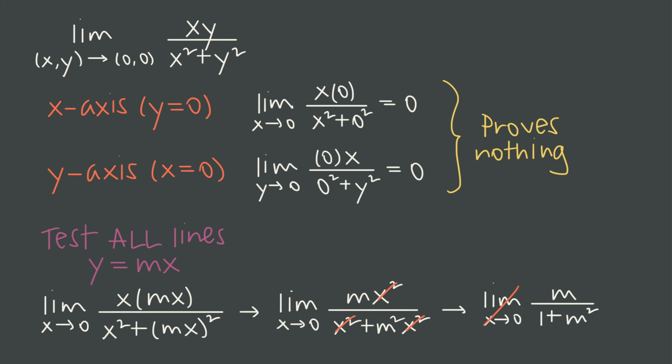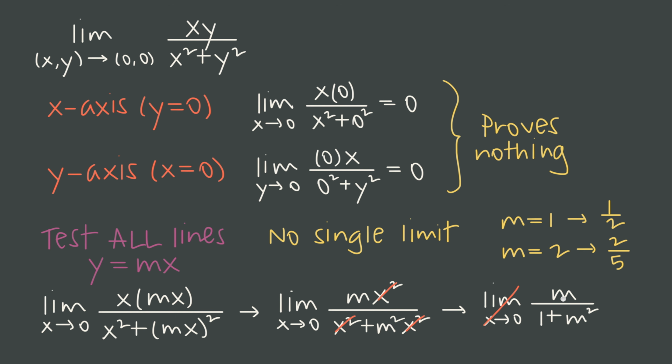And what that means is that there's no single limit, that the value of the limit depends on the value of m. So for example, if we take m equals 1, we get 1 divided by 1 plus 1, or 1 over 2. If we take m equals 2, we get 2 divided by 1 plus 4, or 2 over 5. And so we can see every time we change the value of m, we're going to get a different value for the limit. And therefore, because there's no one single limit, this one calculation is a complete proof, and we know that this limit does not exist.